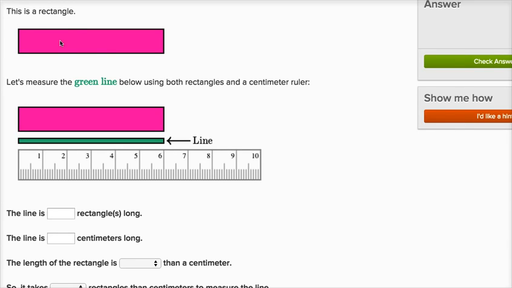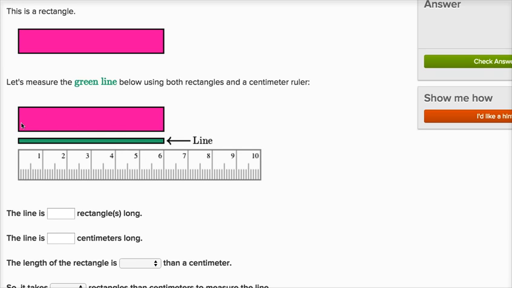This is a rectangle. And yes, this is a rectangle. Let's measure the green line below using both rectangles and a centimeter ruler. So we have this green line, and we're going to measure it in terms of rectangles, and we're going to measure it on this ruler.